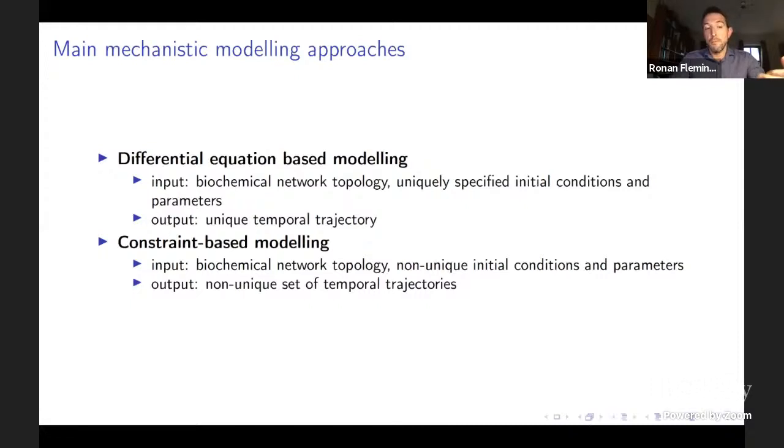In parallel with this, more common in biochemical network modeling by now is what's called constraint-based modeling. Here your input, again, you have the network topology, but you accept the fact that you don't have complete knowledge of the initial conditions or complete knowledge of the parameters, both of which are the result of millions of years of evolution and to some extent are not known, and other people would say are not knowable. So you accept that the output, or in other words, the set of predictions you make, is no longer a unique temporal trajectory, but some sort of set of temporal trajectories, or it might even be a set of trajectories that are invariant with respect to time, but it's not a unique prediction as such.